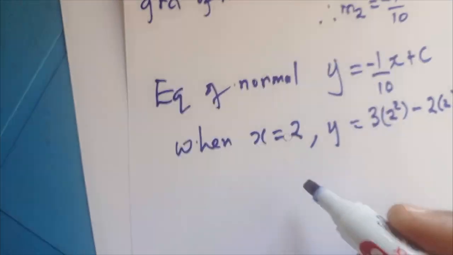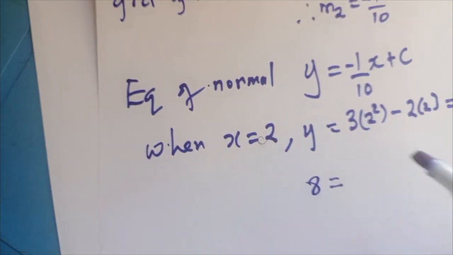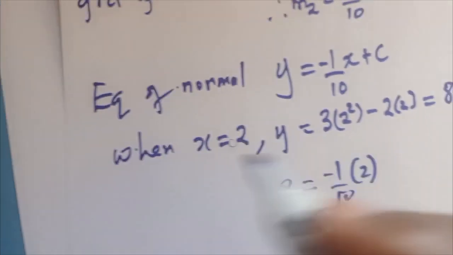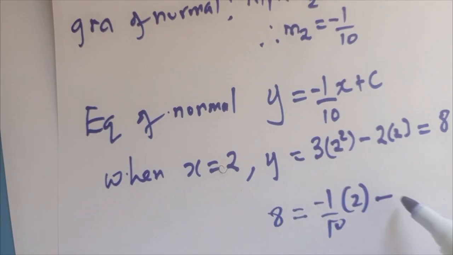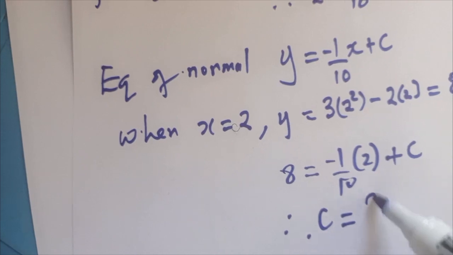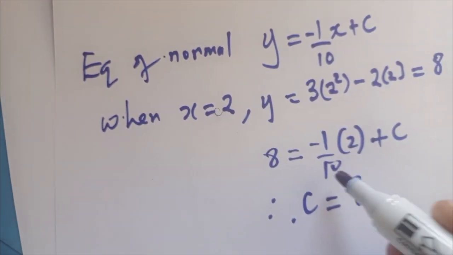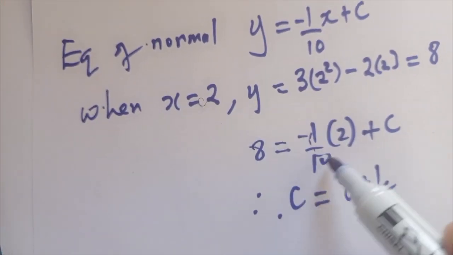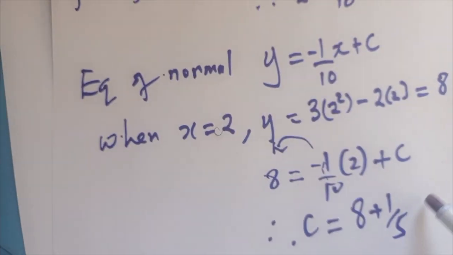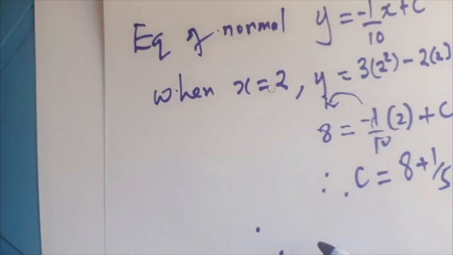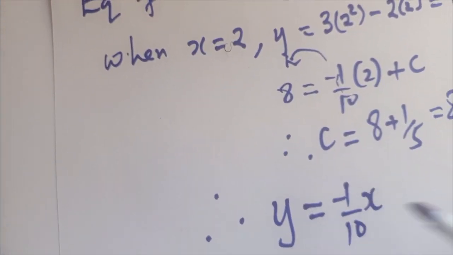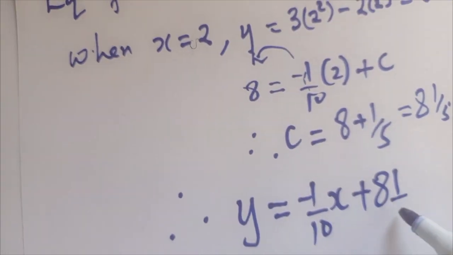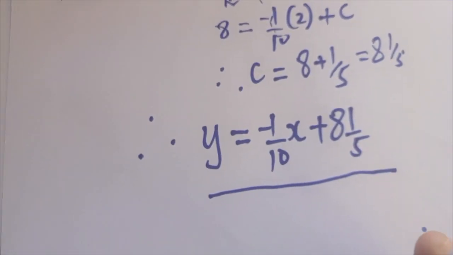So therefore, to get c, when we substitute there, we'll have 8 is equal to negative 1 over 10 times 2, because the line passes through the point where x is equal to 2, plus c. Now when you work this out, you'll have negative 1 over 5 plus c. When you take this negative 1 over 5 to the other side, it becomes positive. So we'll have c equal to 8 and 1 over 5. And therefore, the answer required by this question, that is the equation of the normal, is y is equal to negative 1 over 10 x plus 8 and 1 over 5. This is what the examiners required of this question.